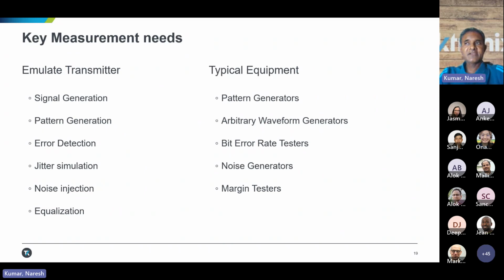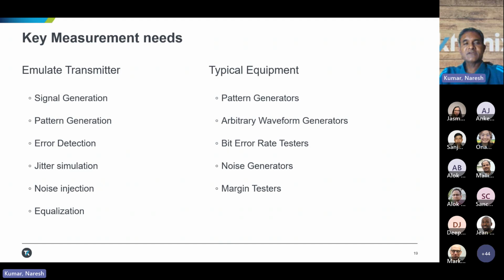Also, in the real world, the signal is not going to be transmitted and received at the other end with no loss or no distortion in its characteristics. The distortion is possible either due to jitter or due to noise. So these are two parameters you should be able to simulate as well.